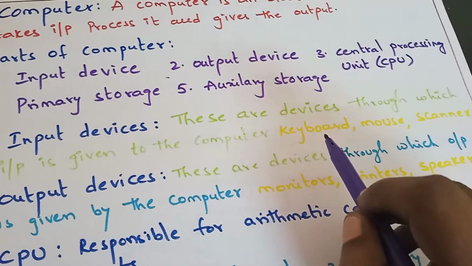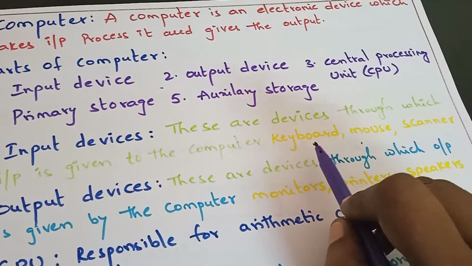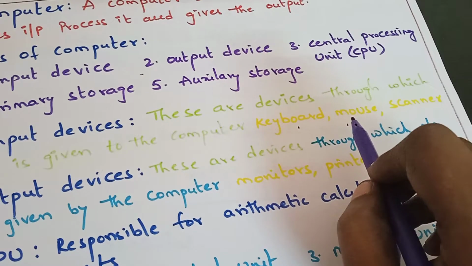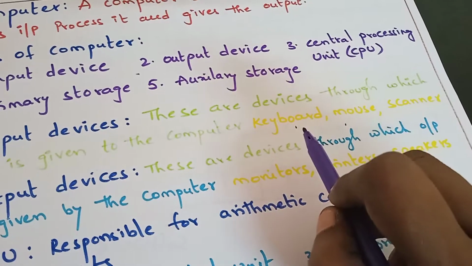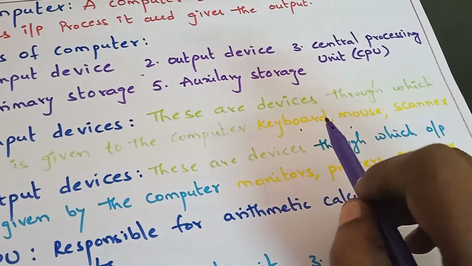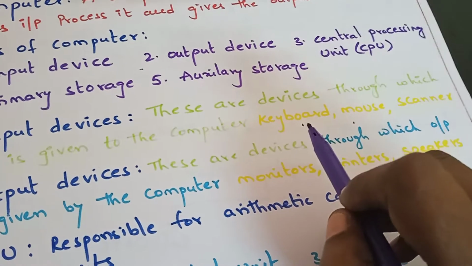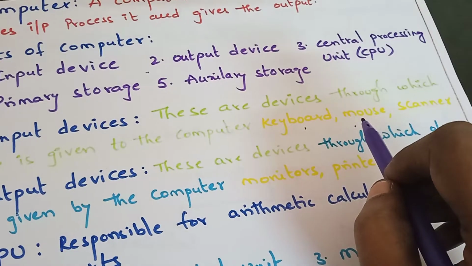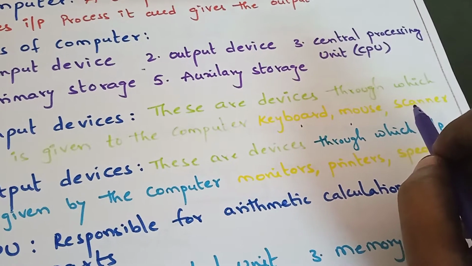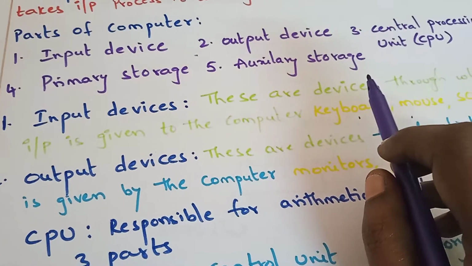So input can always be given through a keyboard or a mouse. Through the keyboard I can enter some data. Through a mouse I can click on something. If I want to access Google Chrome, I have to use the mouse to select it. A scanner is also an input device. So these are the input devices from where we can give input to the computer.